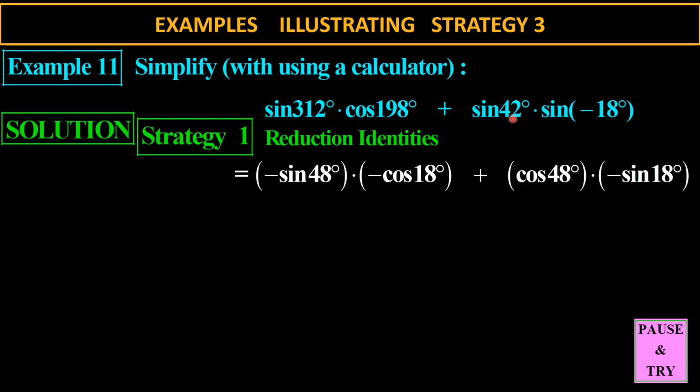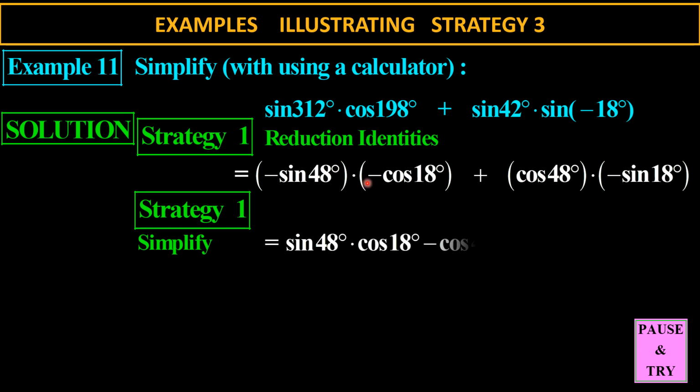Sine of 90 minus 42. 90 minus 42 is 48, so that becomes cos of 48. Sine of negative 18 is negative sine of 18. Okay, we like to simplify that. Negative times a negative times a negative is a negative, and a positive times a negative is a negative. Now if we look at this, we can't simplify further.